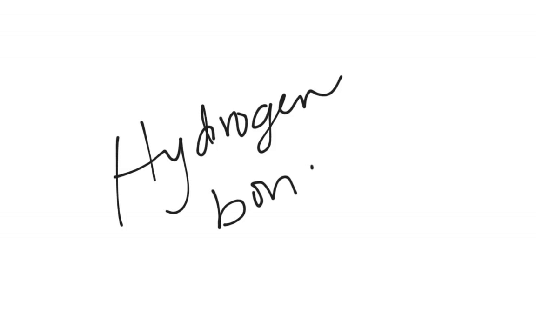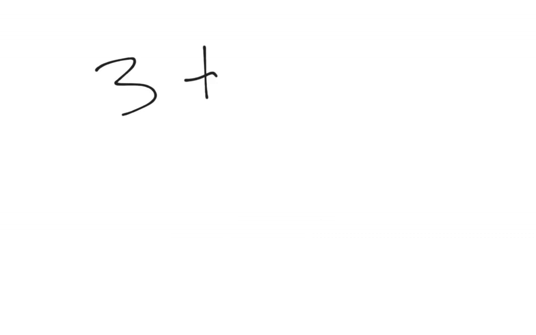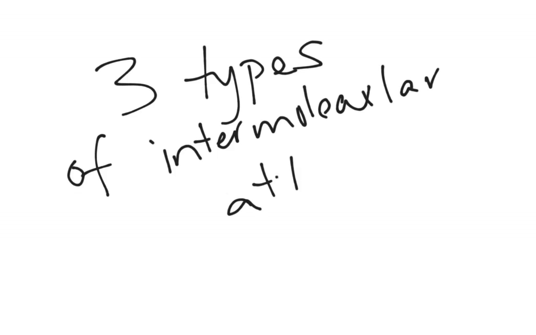So you have to look at your molecule. If it is dipole-dipole and it has an NH, an OH, or an FH bond in it, it is hydrogen bonding, not dipole-dipole anymore. Those are the three types of intermolecular attraction. And that is all we need to cover in this one. Hopefully that all makes sense.